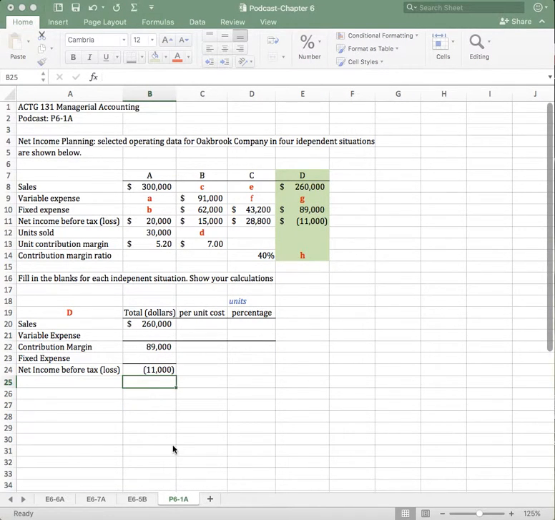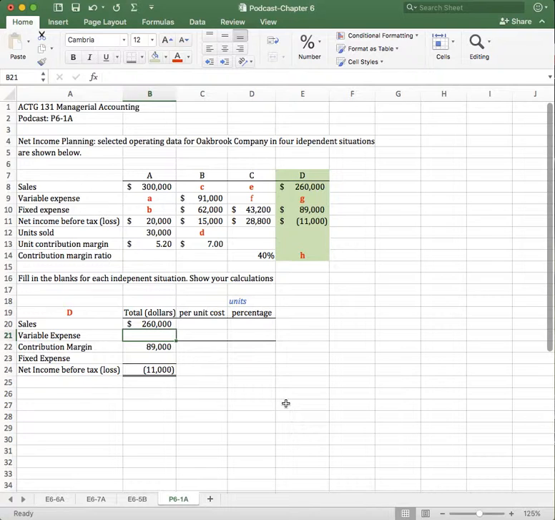Okay, I'm back. So let's solve D. For D, we're given total sales. We need to calculate variable expense. We're given total fixed expense and the net income before tax or loss. They want us to calculate the contribution margin ratio. So let's do that.